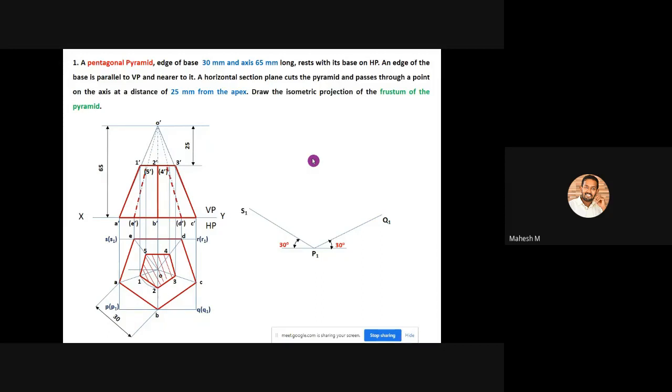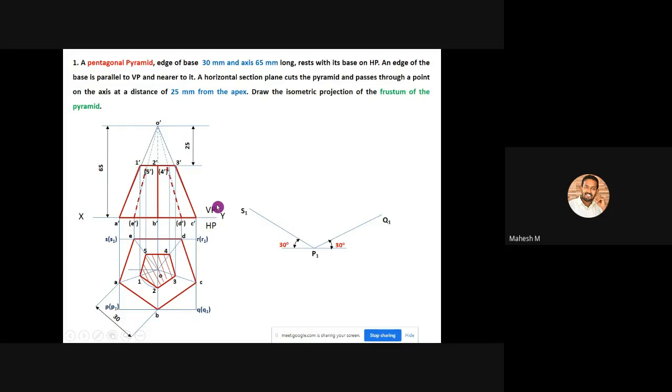So try to check whether your lines PQ and RS are parallel. PQ and RS should be parallel, and along with that PS and QR should be parallel. So in the base rectangle, is it parallel? Here it is parallel. Similar to that, here also it should be parallel.